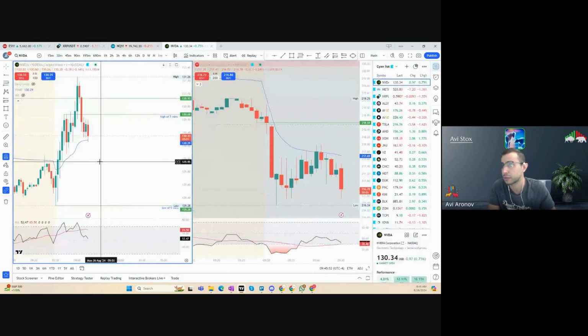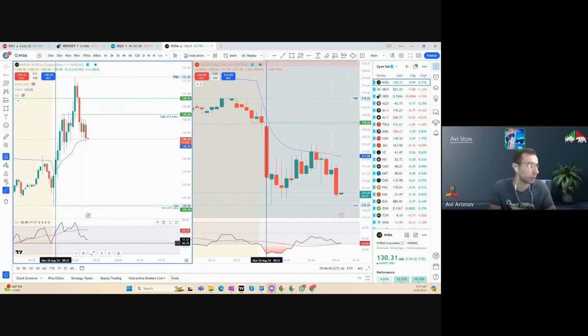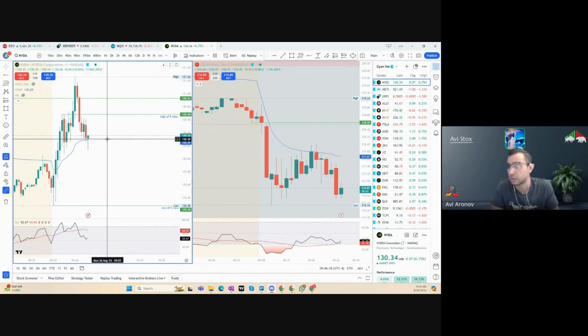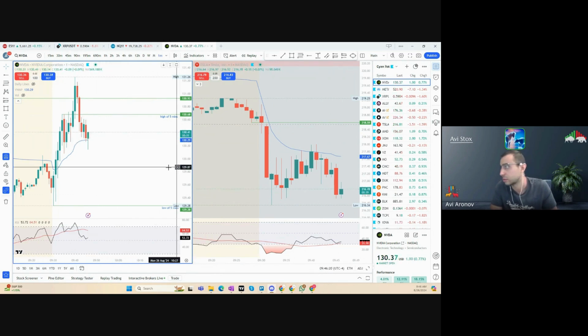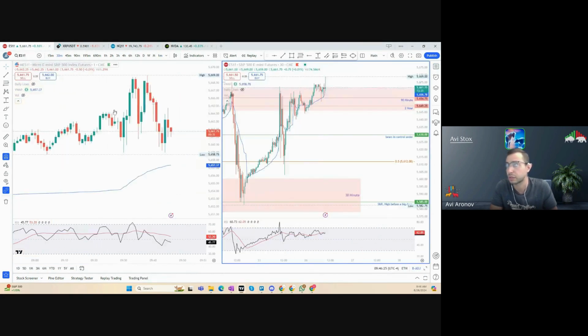Shit, so it's retesting the VWAP here, but it broke the VWAP here. So you see how that broke a bit?